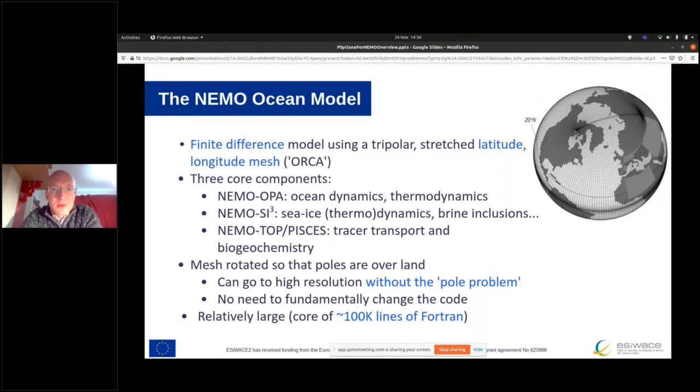And as with codes in this domain, it's pretty large. The core of it, those three bits, is about 100,000 lines of Fortran. And then there are other modules that, depending on what configuration and what science you're doing, you might or might not compile into your executable.